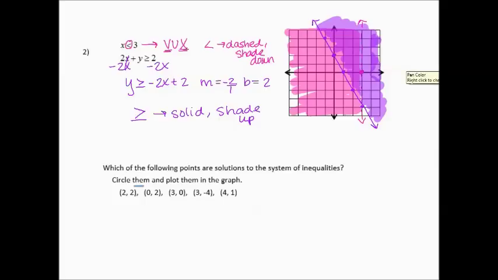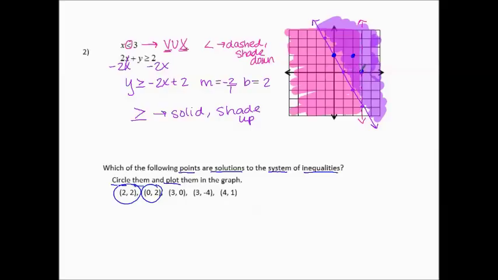So let's take a look at my points here. Which of the following points are solutions to the system of inequalities? Same thing, we're going to circle and plot them. (2, 2): right 2, up 2. That is in the region where they overlap, so that is a solution. (0, 2) is right here. It's on a solid line, so that is a solution.